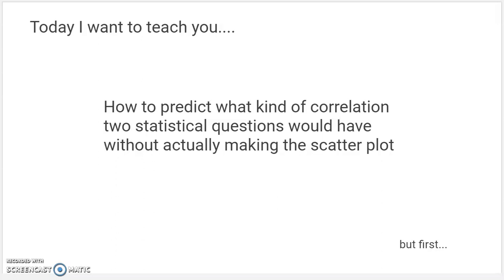And that's what I want to teach you today: how to predict what kind of correlation two statistical questions would have without actually making the scatter plot. Last kind of scatter plot skill here is to predict, like, what if I made one? What would I expect to see? So make this the next title. It's a long one in your math book, and then you know what to do after that. Unpause, clear those distractions, and here we go.